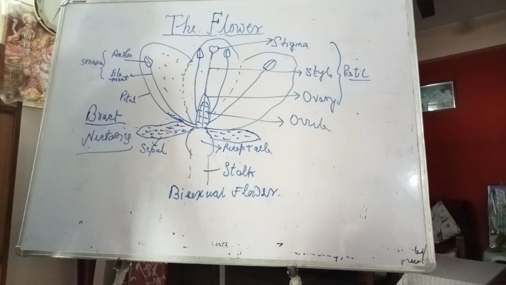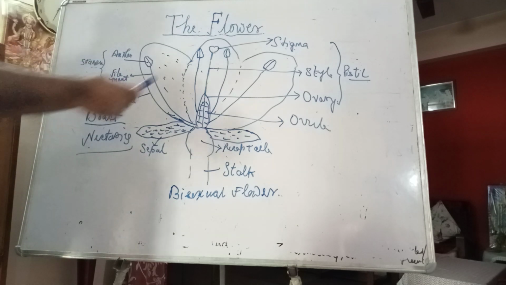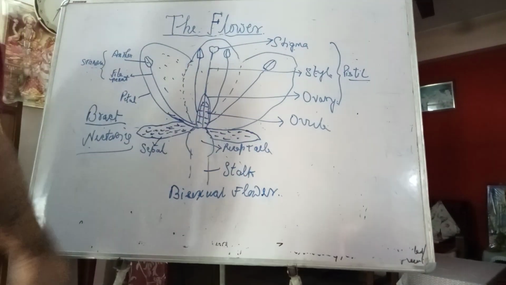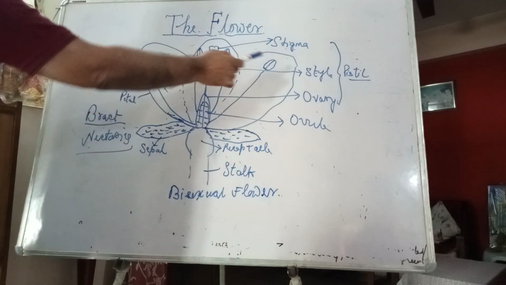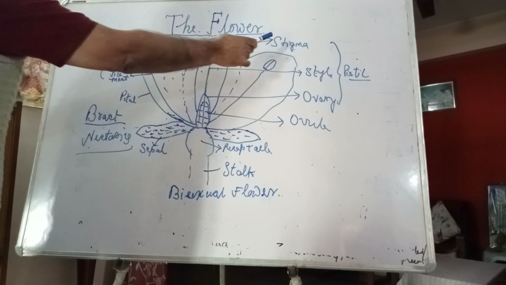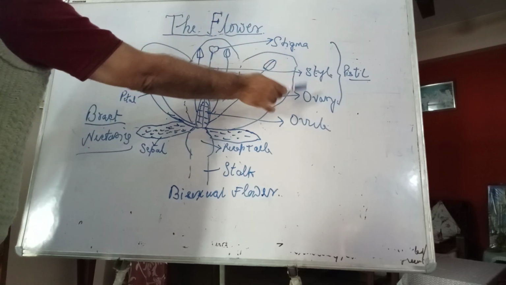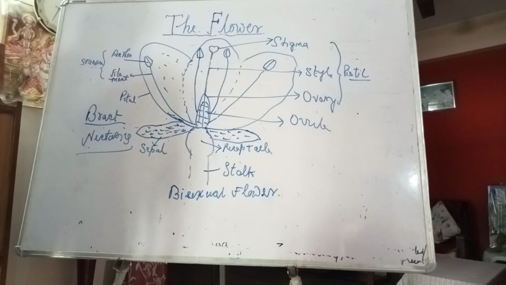And the other whorl is what? The other whorl is the pistil, which comprises the stigma, style, and ovary. These are the three parts of the pistil, and these are the two whorls, the reproductive parts.